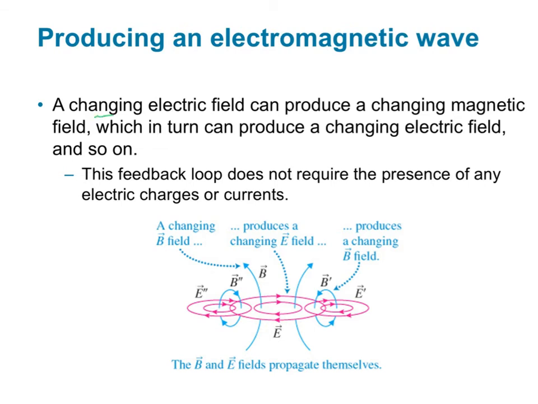We know that a changing electric field can produce a changing magnetic field, but we know that a changing magnetic field then also produces a changing electric field, and it goes on and on and on. So it's a feedback loop. Basically, you've got this electric field producing a magnetic field that produces an electric field that produces a magnetic field.